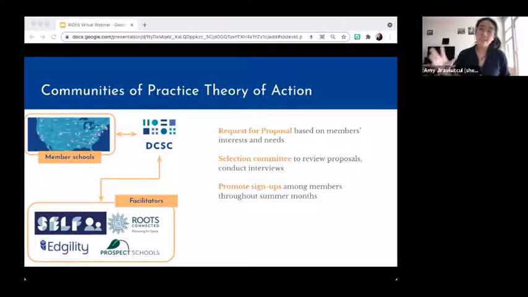So when looking at the inputs, we have this ongoing conversation with each of our members, understanding what they need and what their priorities are, and trying to match those needs with our facilitators. So it's kind of a 2-pronged process that I outlined here on this slide, with us engaging with the member schools throughout the year and choosing the facilitators that best fit those needs. So we have a request for proposal and we have a selection committee, including input from the staff and reflections on conversations we've had with members. And we're able to promote signups among members throughout the summer months to continue to build that momentum.